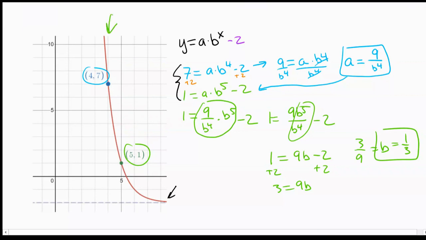which makes sense because when I look at this graph, I see that it's exponential decay. So my b value here is going to be a fraction, or between 0 and 1, which is good.